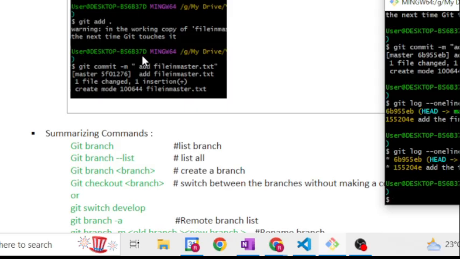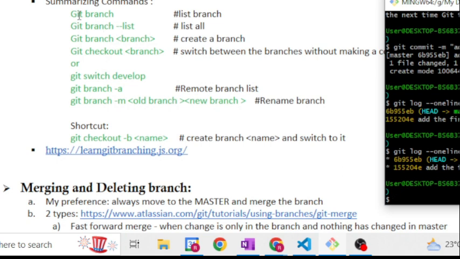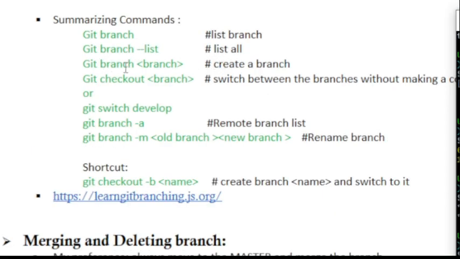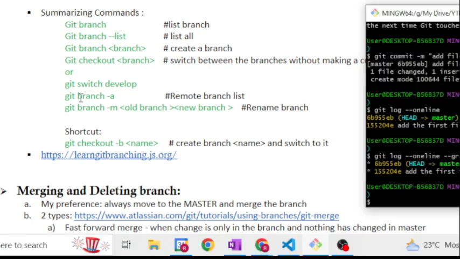Okay, let me go ahead and just summarize the commands that we have used. One is git branch to get the list of the branches. Git branch --list is the same thing, it will just give the same list. If we have to create a branch, git branch branch-name. If you have to move, it's git checkout or git switch. And if you want the list of branches which are in the remote, this would be the command.